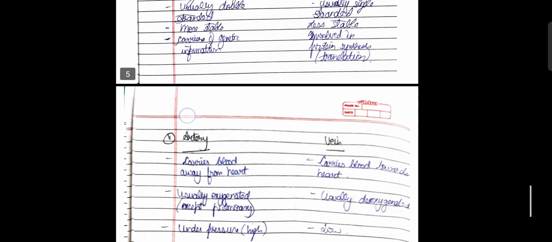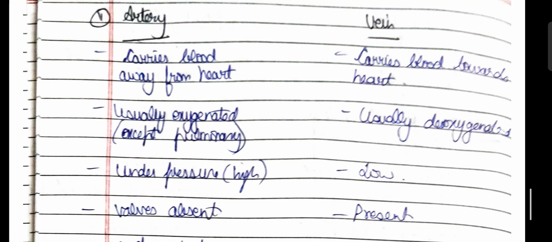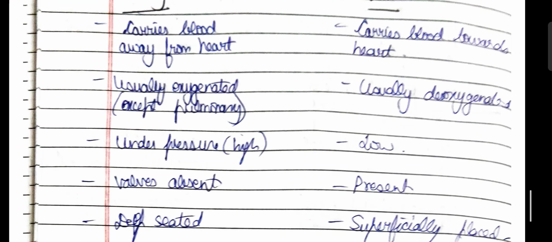Next question is difference between artery and vein. This is also a previous year question. It has been asked in 2016 mains examination. The arteries carry blood away from the heart, whereas veins carry blood towards the heart. Arteries usually carry oxygenated blood except for the pulmonary artery, and veins usually carry deoxygenated blood except the pulmonary vein. In the artery, the blood flows under very high pressure, but in case of veins, the pressure with which the blood flows is very low. And valves are absent in arteries, whereas valves are present in veins.